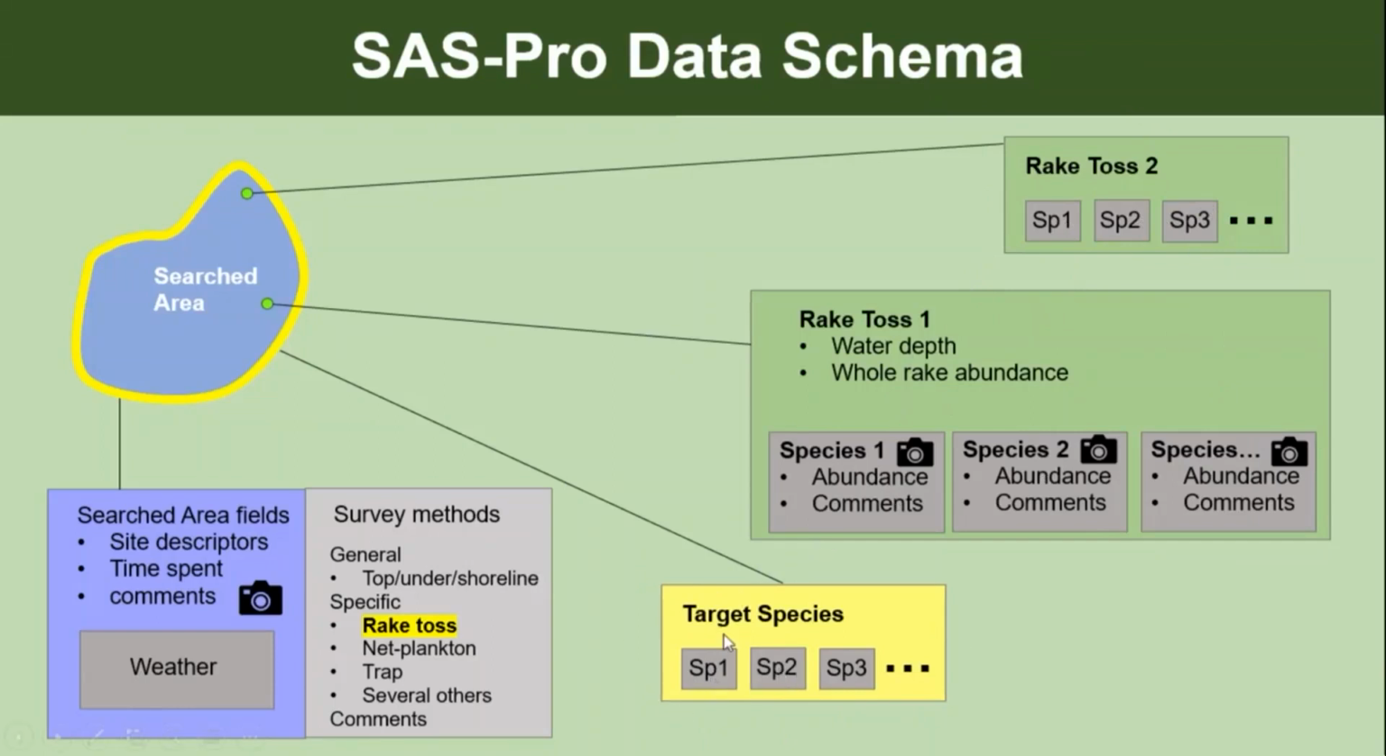So say you have Ludwigia, Hydrilla, and water chestnut on your target species list, and then in one rake toss you found Ludwigia, and in another rake toss you found water chestnut, and that's all you found. When it goes into iMap, it will recognize that and create a not detected record for Hydrilla because you were looking for it, but you didn't find it.